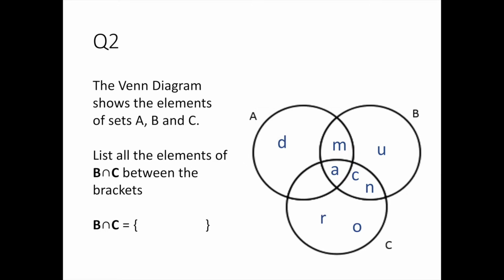Question 2. The Venn diagram shows the elements of sets A, B, and C. List all the elements of B intersection C between the brackets. You have 1 minute to answer this question.